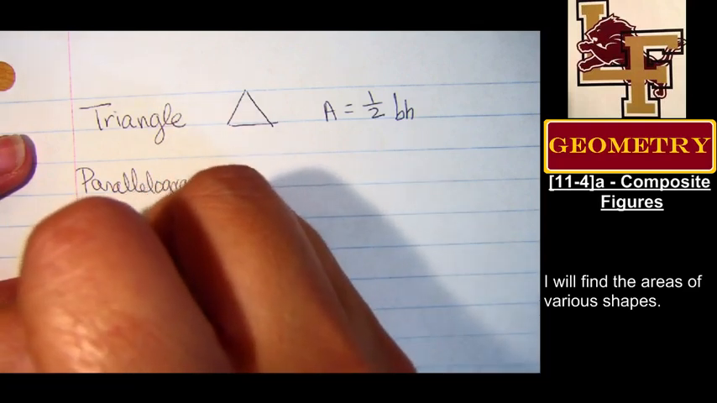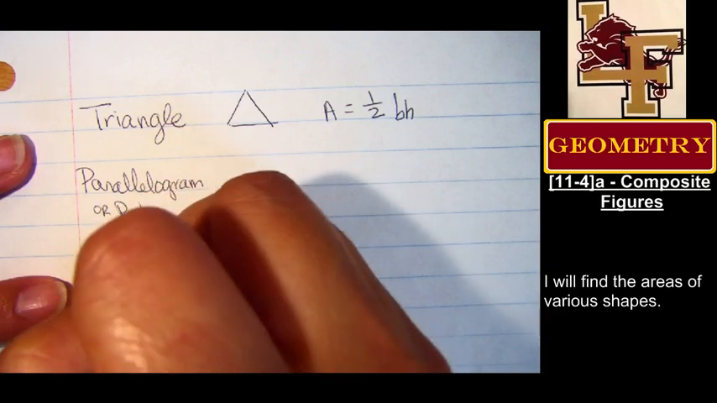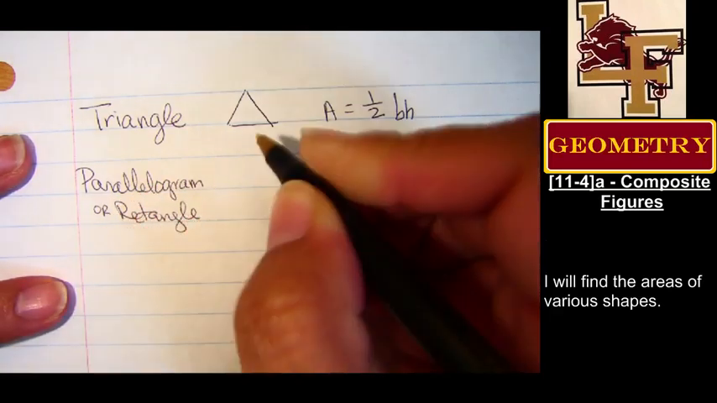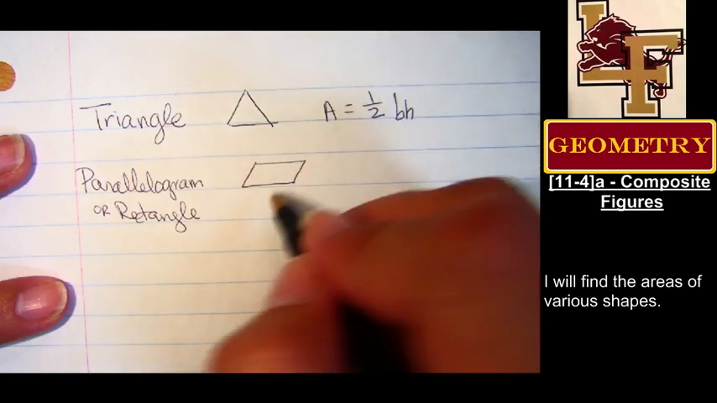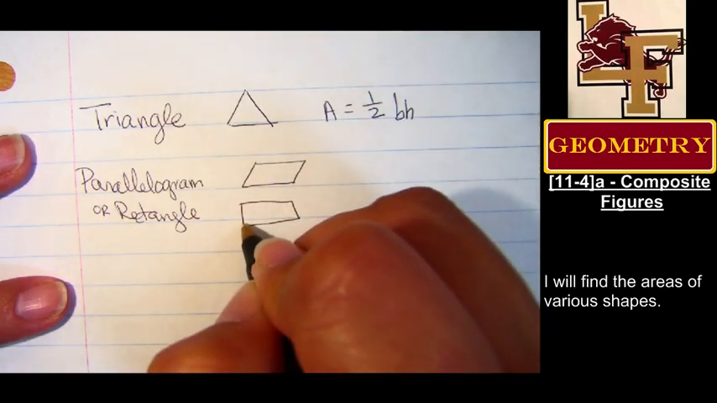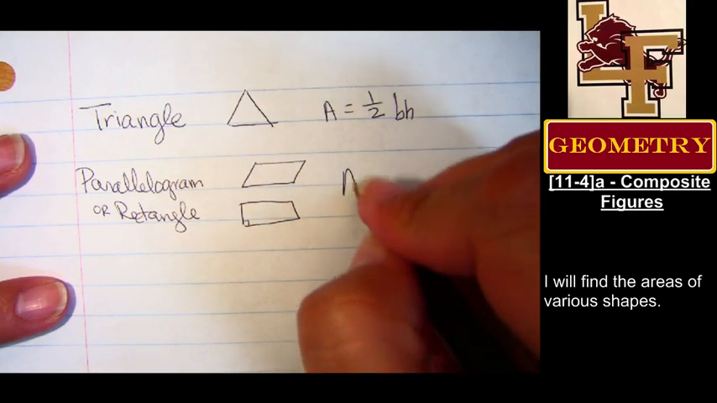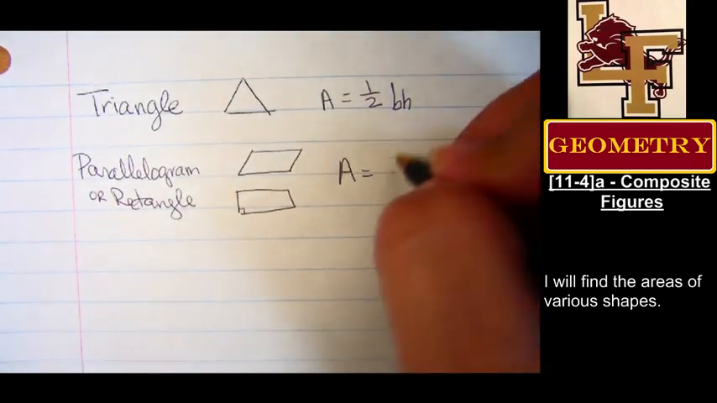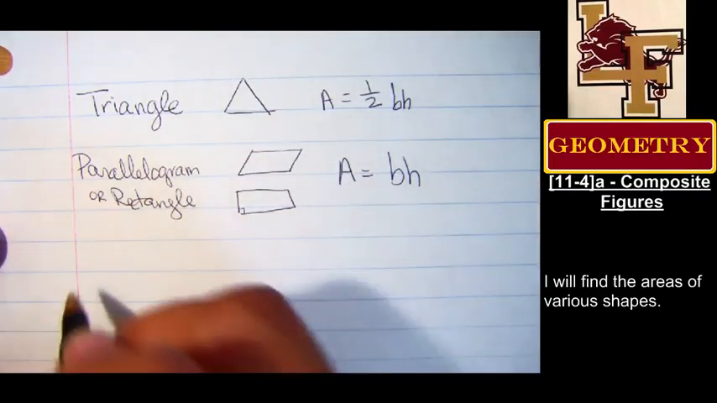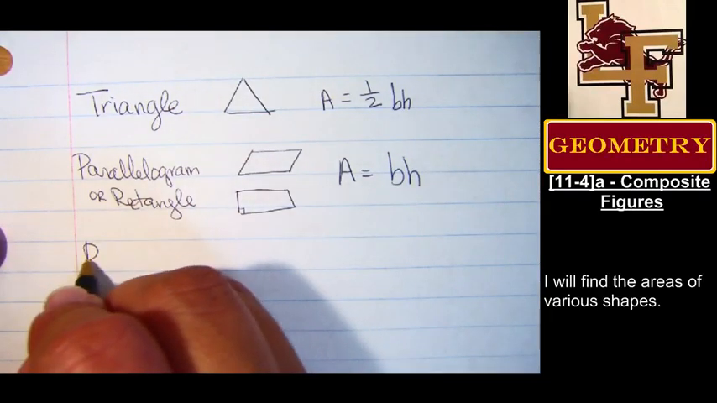My formula chart then says next a parallelogram. It also says rectangle. A parallelogram is going to look like that, kind of slanty. A rectangle is going to look like this with a right angle. What's the formula for area of a parallelogram or rectangle? Base times height. Good.